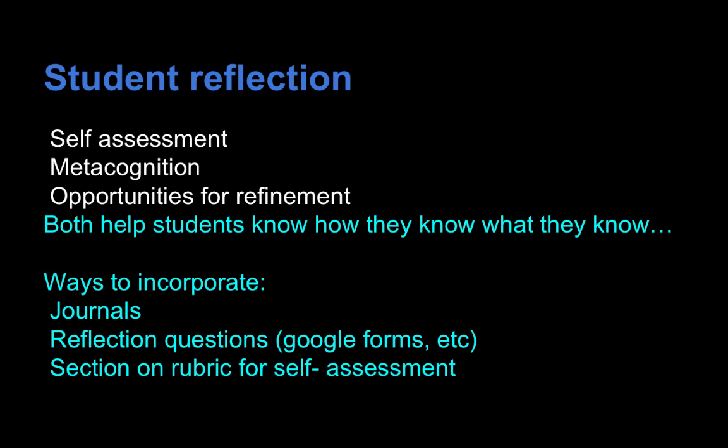There are several ways you can incorporate student reflection. These could be journals, reflection questions, so using Google Forms is one great way, or a section on the rubric for self-assessment. And this is something I often did, where I literally just put a column next to the final grade where I asked them to self-assess using the rubric that I would then grade them on.